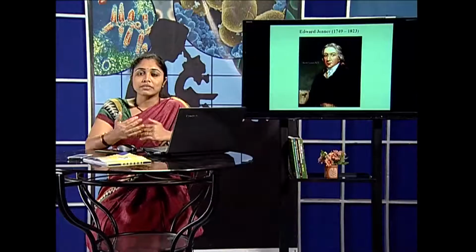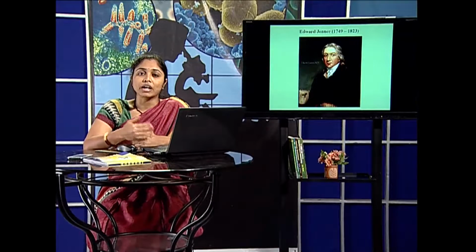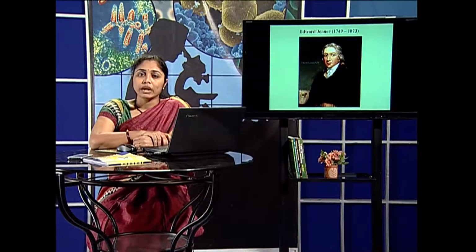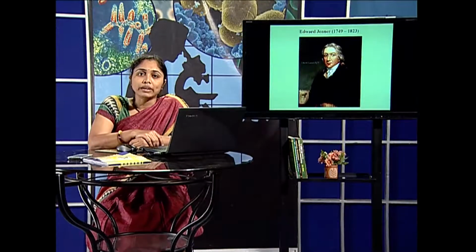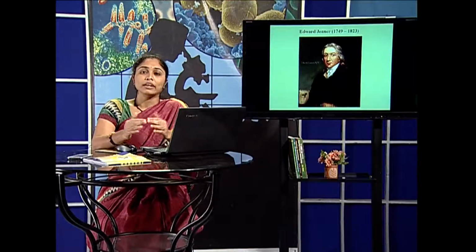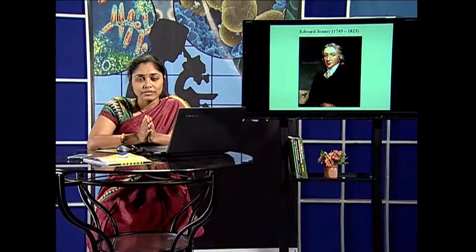Now, immunization can be achieved naturally through natural infection or artificially through vaccination. So, vaccination is an example of artificially acquired active immunization. Vaccination was developed by English physician Edward Jenner in 1796. During the late 1700s, Edward Jenner noticed that milkmaids who had suffered from cowpox never caught smallpox.